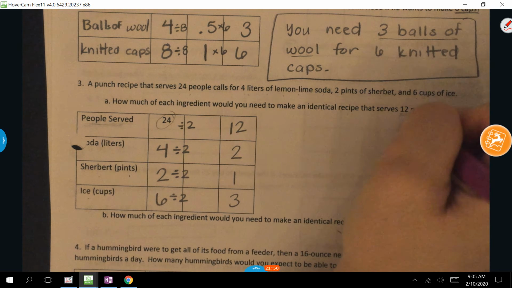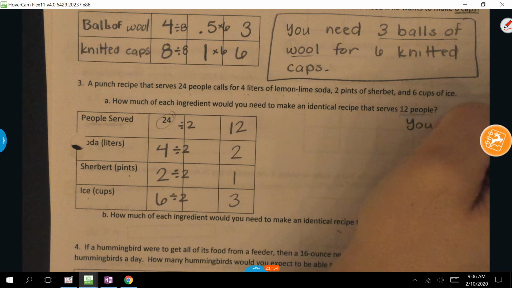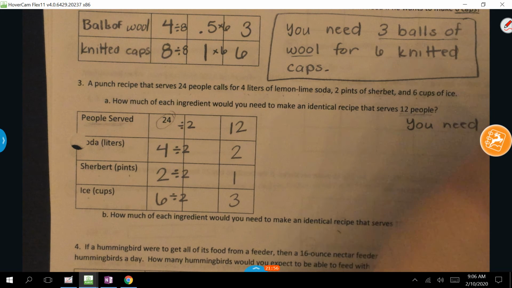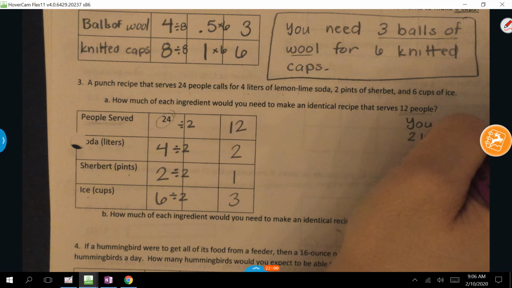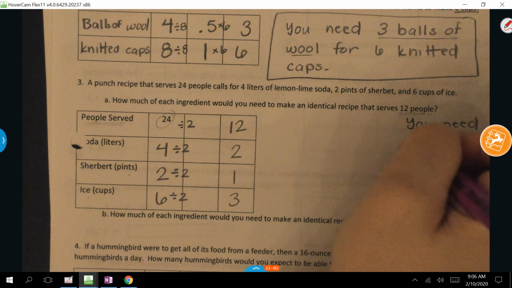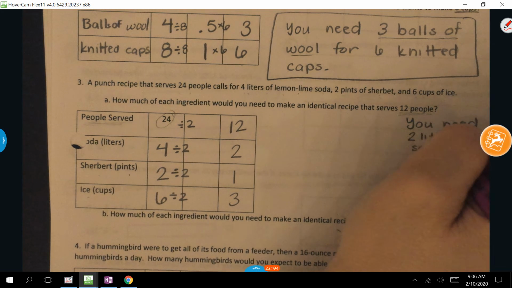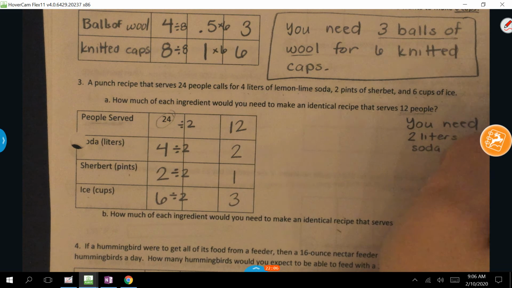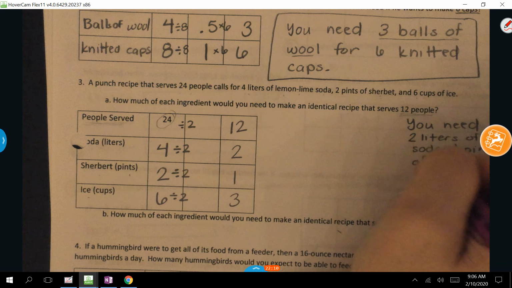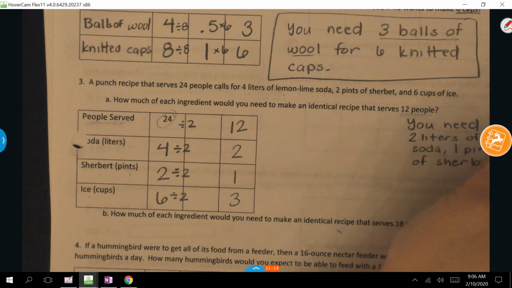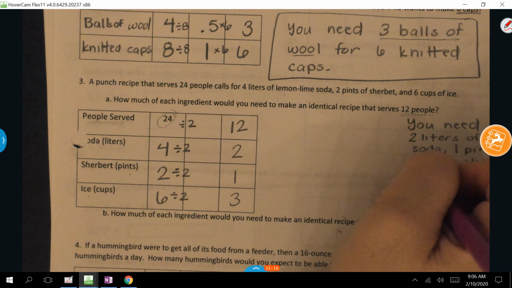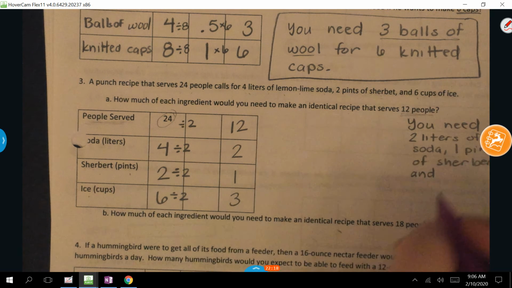I'm going to need a little bit more space here to work because it also has a part B. So I'm going to kind of write my sentence over here and say you need 2 liters of soda, comma, 1 pint of sherbet, and 3 cups of ice.